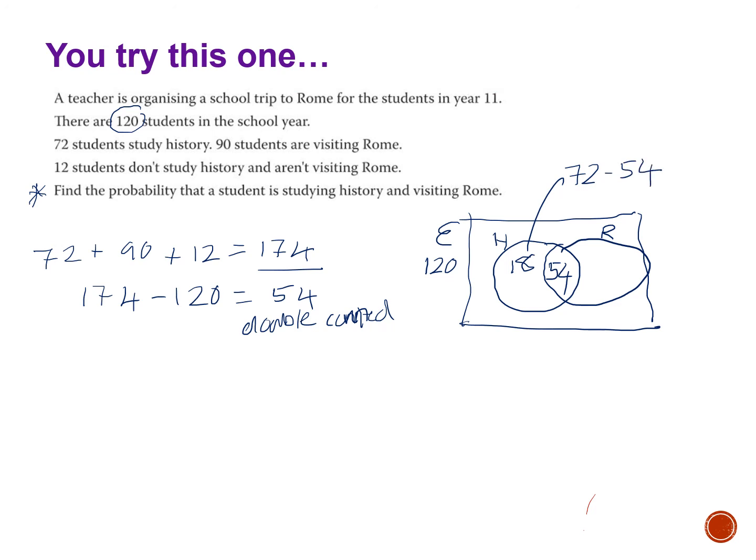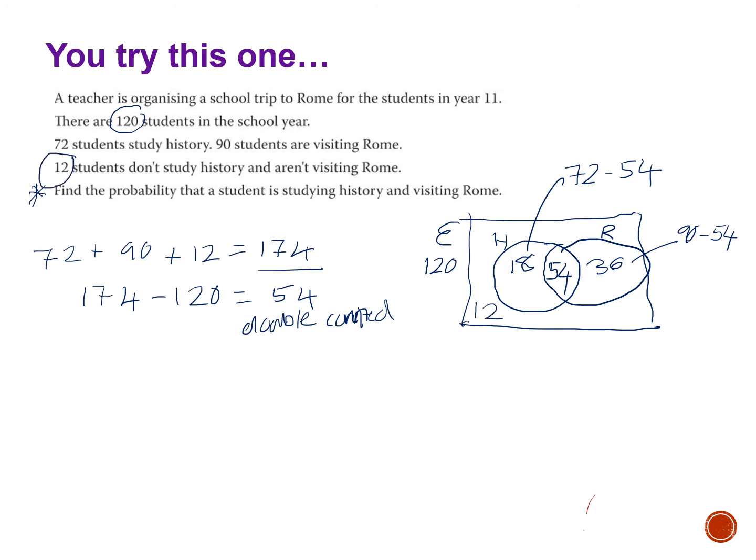How many go in the R circle? There's 90 studying, 90 going to Rome altogether. I've already got 54 in that middle bit, so that gives me 36 here. How do I get that? I do 90 minus 54. The final bit I've got to put in is these 12 that aren't doing either. Remember, you pop those around the edge.